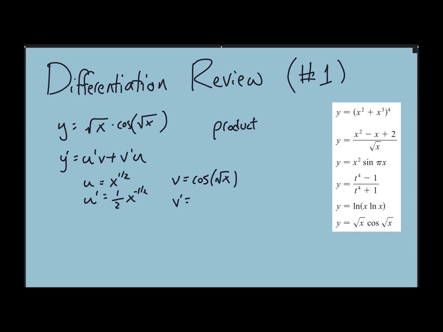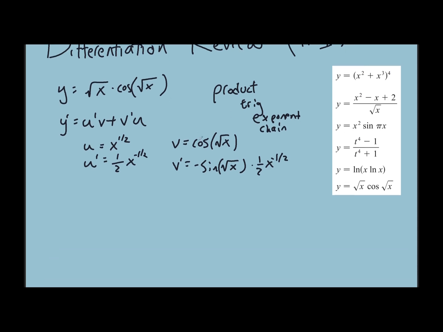V prime, well, there's a trig rule. There's trig right there. There's a trig rule. It is going to be negative sine of root x, same input, times 1/2 x to the negative 1/2. That's an exponent rule, which we've already done. I should have put that in already. There's an exponent rule and a chain rule. That was a chain rule and exponent rule to get out there, right? So let's write out the product rule and see what it looks like. That's going to be 1 over 2 rad x times cosine of rad x.